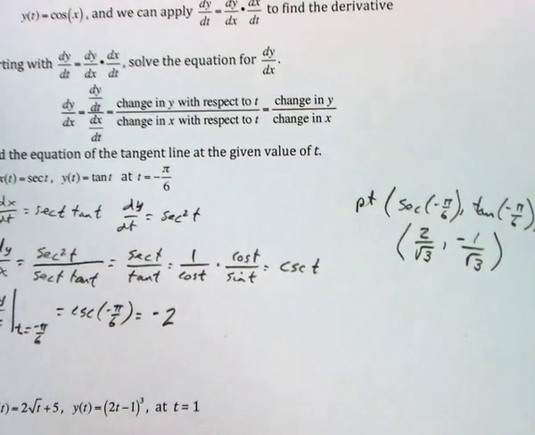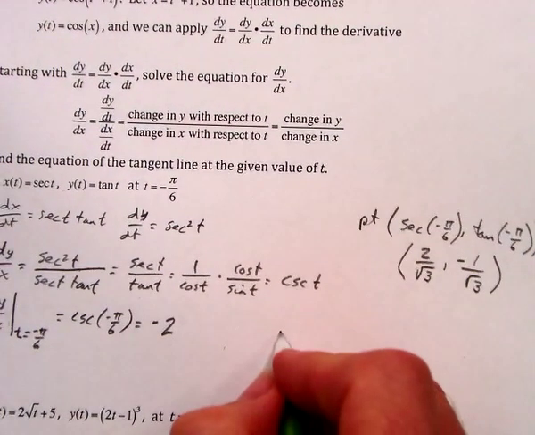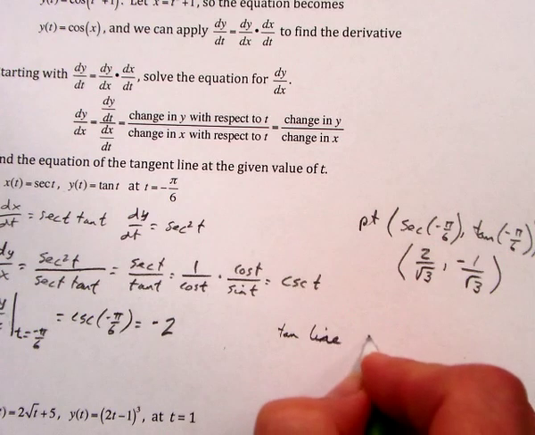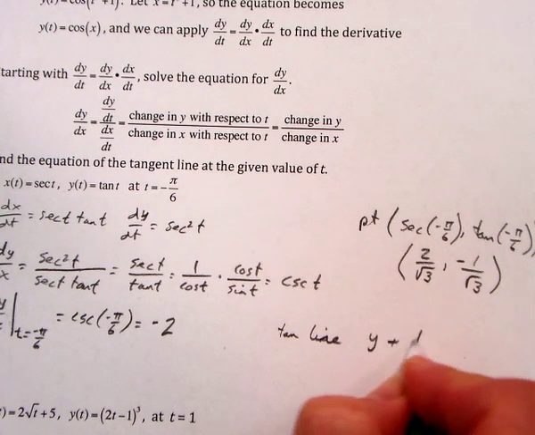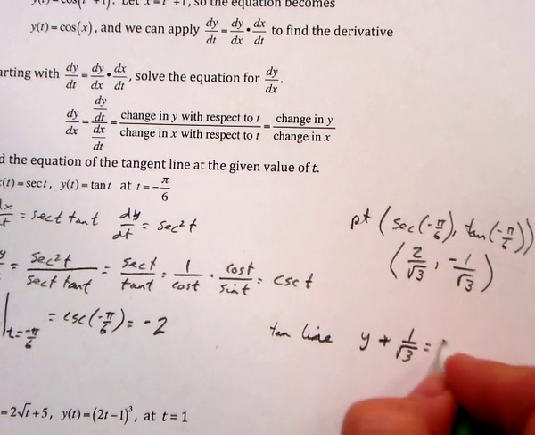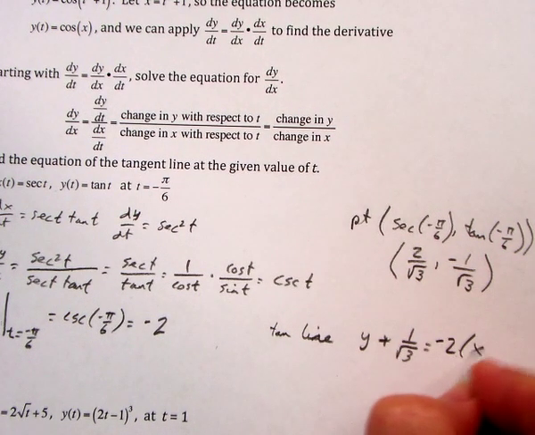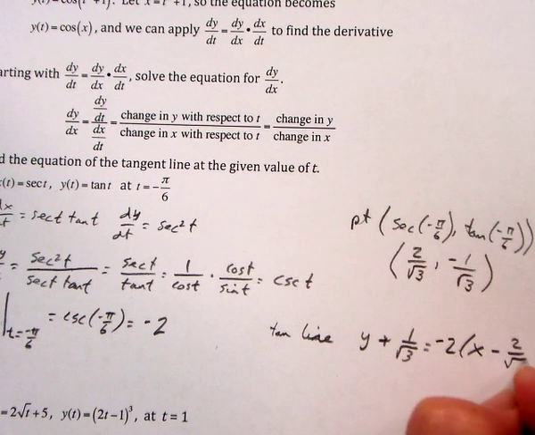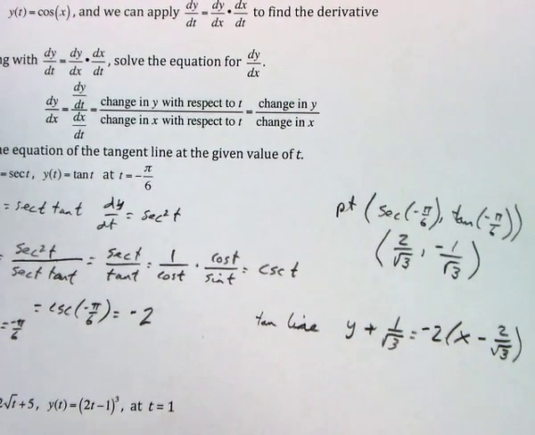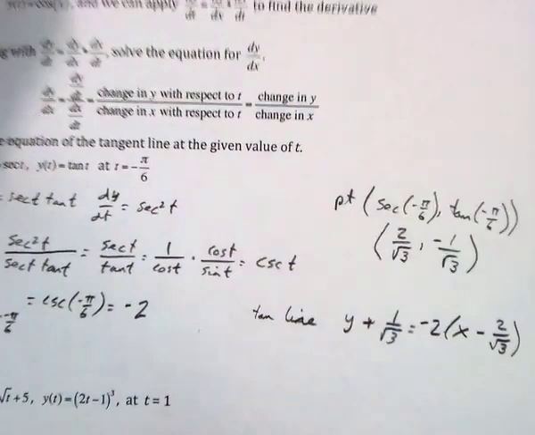And so we just put this together, and we can write our tangent line: y minus negative 1 over root 3, so y plus 1 over root 3 equals negative 2 times the quantity of x minus 2 over root 3. You don't have to rationalize that. It's not a big deal. Sometimes we want to, sometimes we don't care.